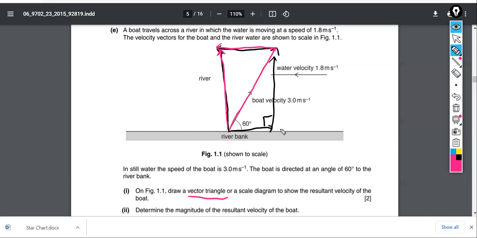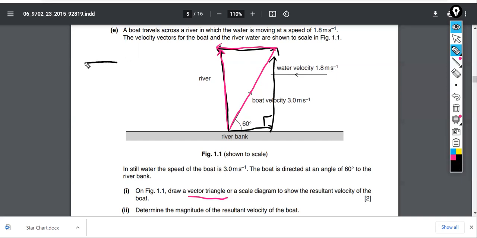I'm drawing a different triangle over here because I want to solve part 2, determine the magnitude of the resultant. In other words, how much is this? I want to solve it with mathematical calculations, not with a scale drawing. It suggests that you could solve it that way. It says, or a scale diagram to show. Determine the magnitude. So how can we solve this with a little bit of number crunching? I'm going to take the boat velocity vector and resolve it into its x and y components. The nice thing about the water velocity is that it's just an x component, like it just goes directly to the left. And so it's easy to add vectors that are like tug of war situations.